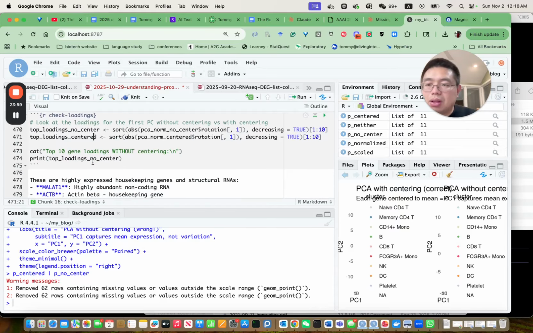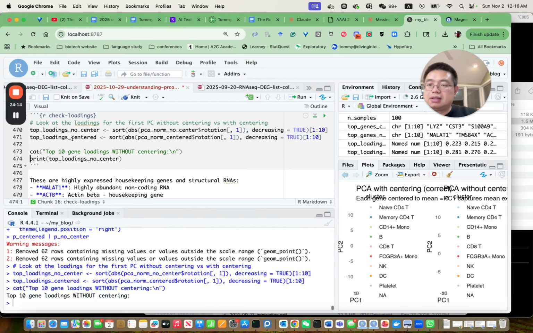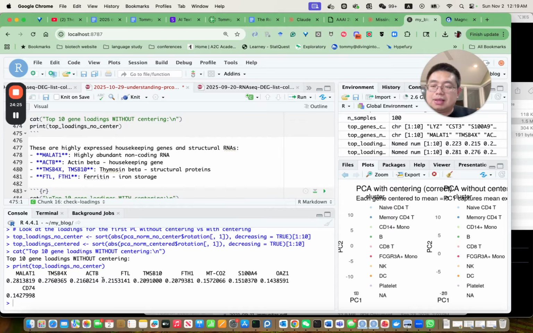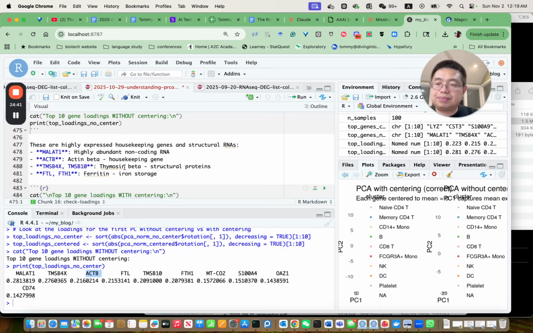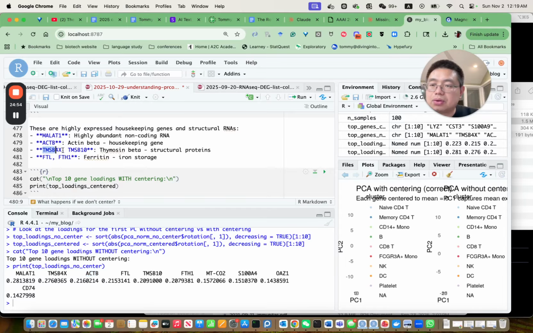Let's look at the top loadings for these two different methods. For the PCA without centering, look at the rotation, and let's take a look at the first 10 genes here, and also for the centered one. If you look at the first 10 gene loadings without centering, you see MALAT1, ACTB. I know ACTB is a housekeeping gene, so that's why it has a high expression level. MALAT1 is also a highly abundant non-coding RNA, which shows up in many single-cell RNA sequencing datasets. So this really means principal component 1 is capturing genes with big mean values here. Those genes are structural, which means they should also have high expression values.